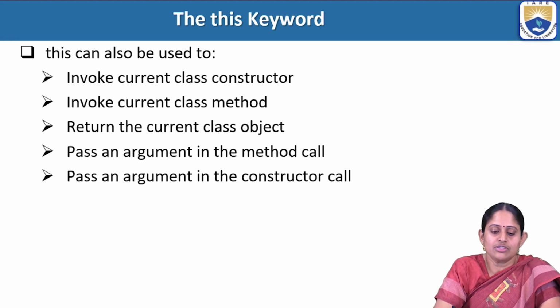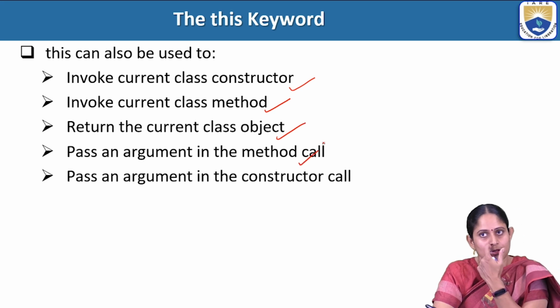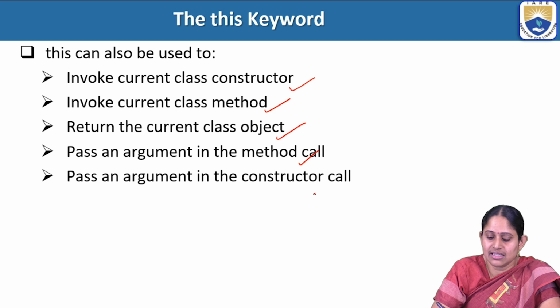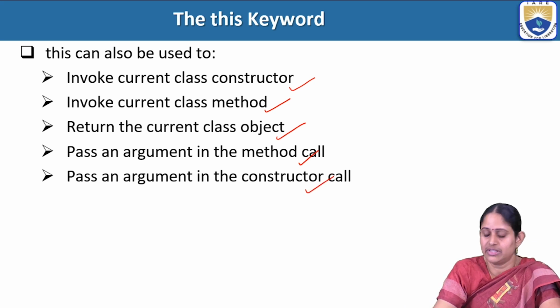These are also the different uses of the this keyword, wherein it can be used to invoke the current class constructor. It can be used to invoke the current class method. It can be used to return the current class object. It can be used to pass an argument in the method call and in the constructor call. So these are again different uses of the this keyword.